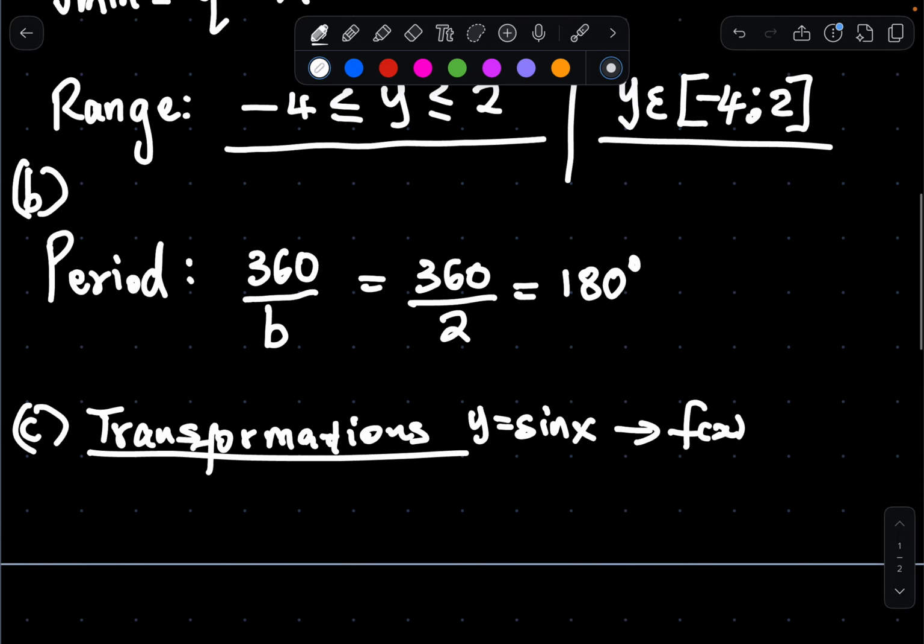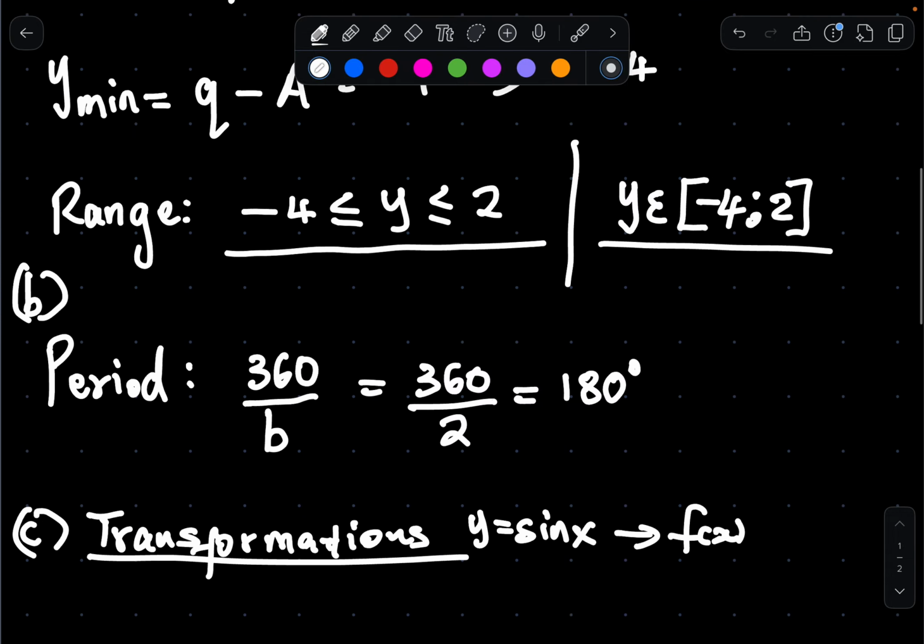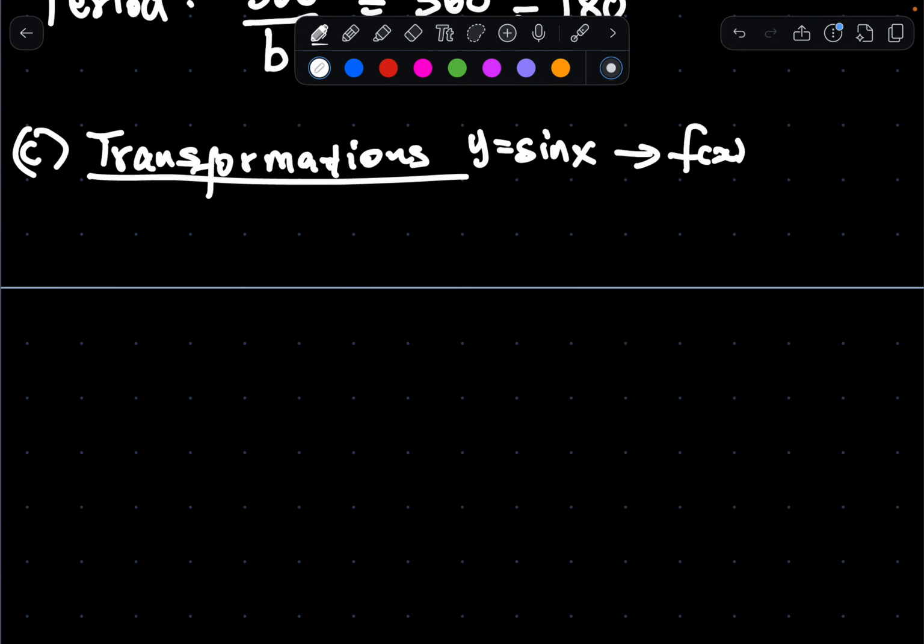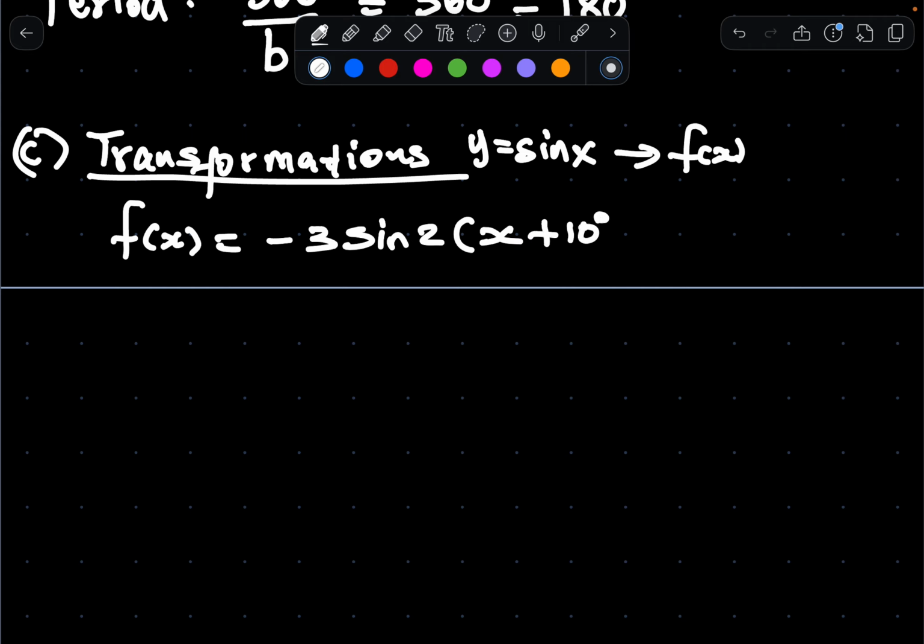We're gonna list our, let me just rewrite my function again. My function is f of x equals -3 sine (2x + 10) minus 1. So guys, we're gonna start here and come here and come there and come there, because we want to know what happened to sine x. So we see we added a -3, a 2, a +10, and also a -1. So we're going to explain what each does.